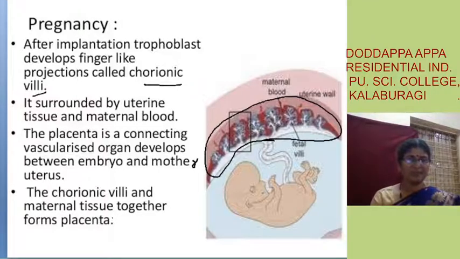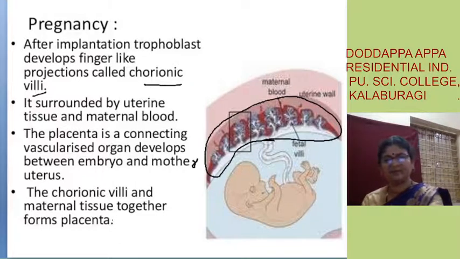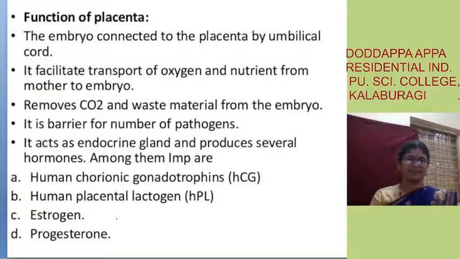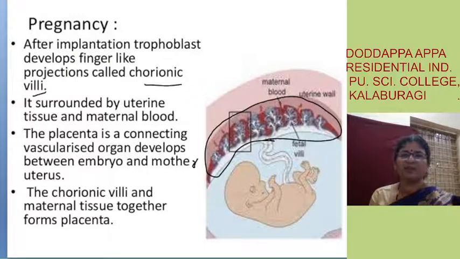What components will you see in the placenta? You will see the fetal component as well as the maternal component. Now, functions of the placenta. You have to know the functions of the placenta. This question is a 1 mark question which is asked in the annual exam, I think. Even it can be an MCQ. The embryo is connected to the placenta through the umbilical cord. You know what the umbilical cord is. This one is the umbilical cord. Through this only the fetus is connected to the maternal tissue.